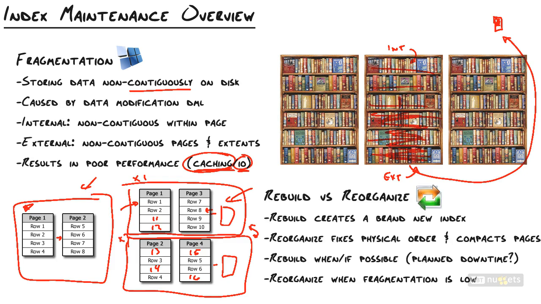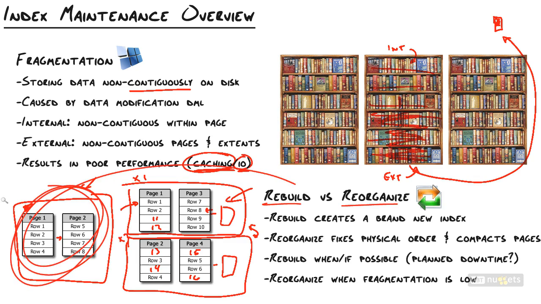So how do we fix it? By rebuilding or reorganizing our index. Both of these have the same end in mind, and that is getting us to sequential everything. Now, there are pros and cons to both of these, and which one you choose is going to be dependent upon your situation, your environment, your database, and so forth. Most people tend to lean towards rebuilding. Rebuilding is cleaner, it's easier, and it's usually a lot quicker, especially on large databases.